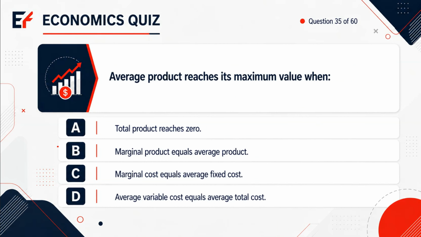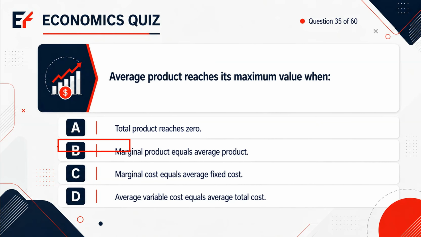Question 35. Average product reaches its maximum value when A. Total product reaches 0, B. Marginal product equals average product, C. Marginal cost equals average fixed cost, D. Average variable cost equals average total cost. The correct answer is B.